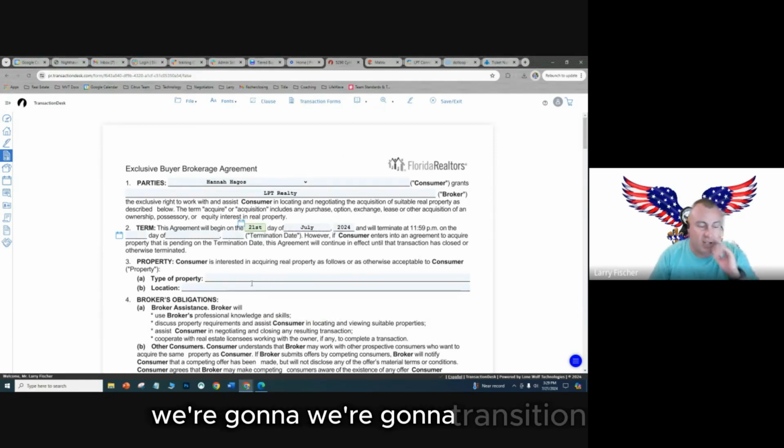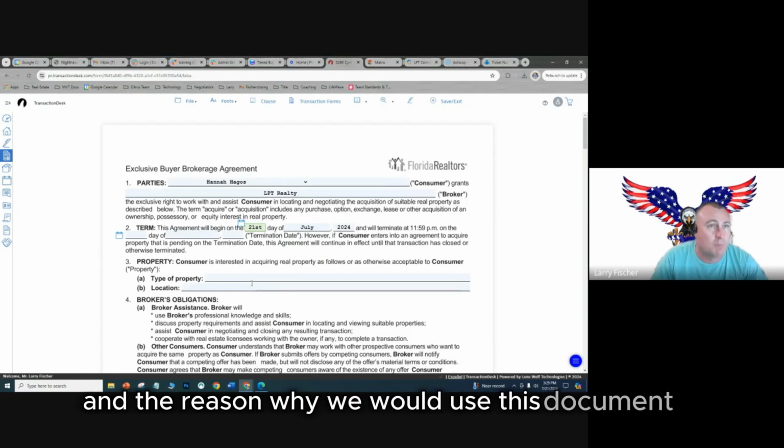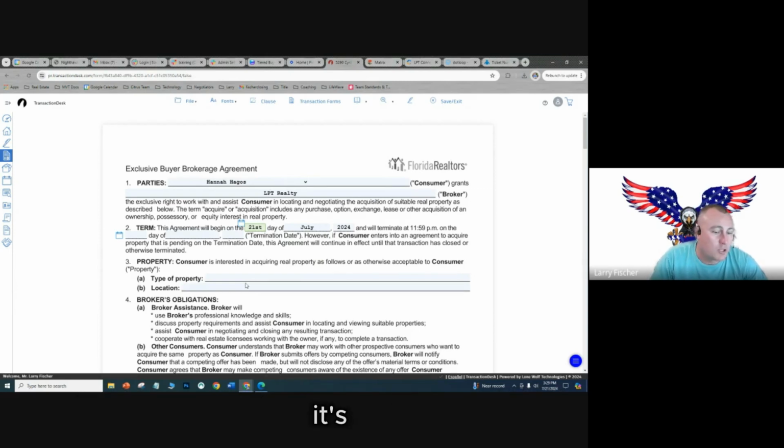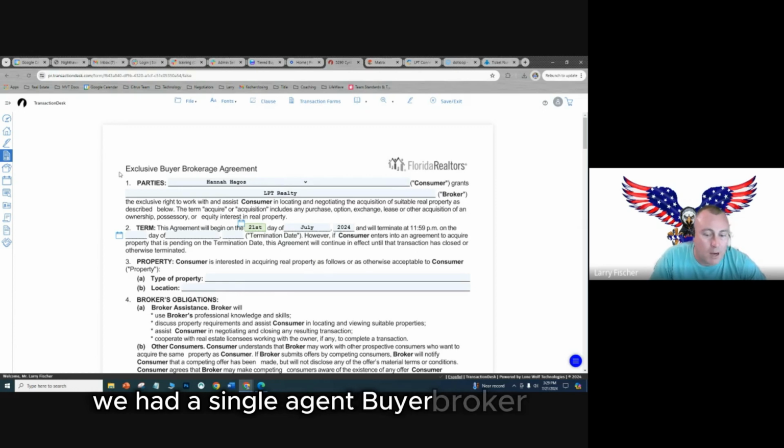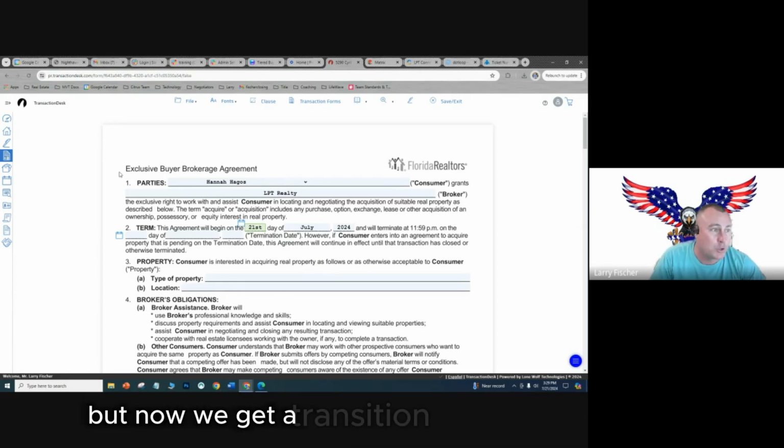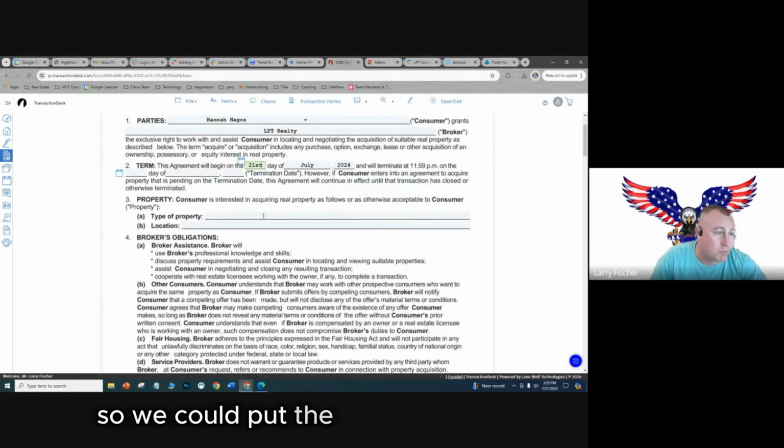We're going to transition now, and the reason we would use this document is that it's our listing and it's our buyer who wants to buy our listing. We were showing the homes. We had a single agent buyer broker agreement in place, but now we transition to a transaction broker. So we can put the property address in this case.